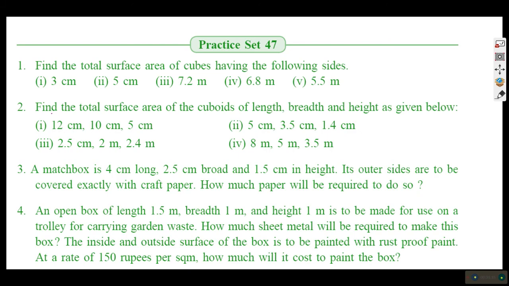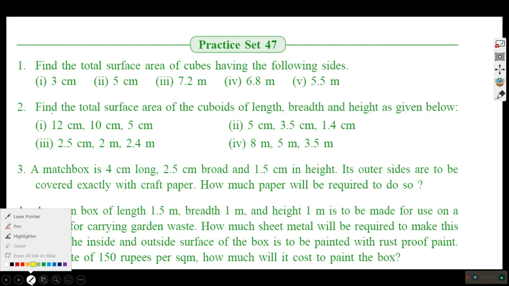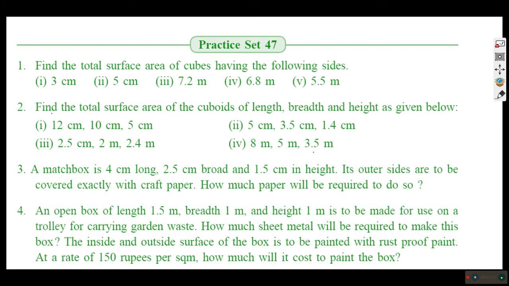Okay, so these are some questions from your textbook, and I just copied them to refer to. See, it is given to find the surface area of the cube having the following sides. You know, surface area of cube is calculated by the formula 6 into L square. You will apply it. Find the total surface area of the cuboid is given, so you know that 2 into length into breadth plus breadth into height plus length into height. This is the formula. You will apply that.